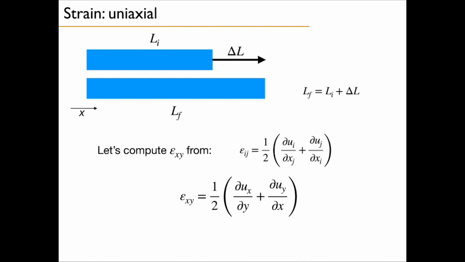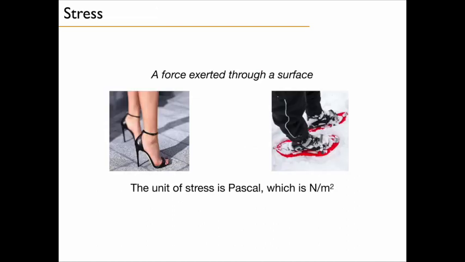So that's for the infinitesimal strain tensor. Now we need to discuss stress. And what is stress? Let's use some intuition again. So the stress is a force which is exerted through a surface. So the unit of stress is Pascal. It is a force through a surface. It means that Pascal is simply Newton per meter square.